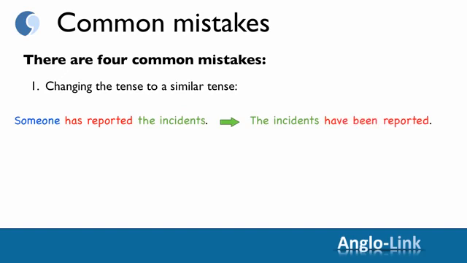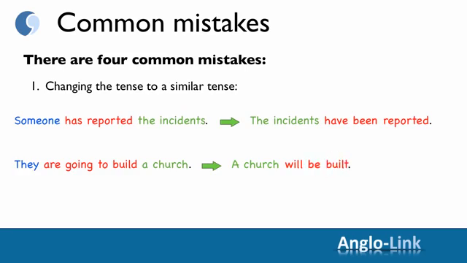Or among future tenses, for example, the active sentence is, they are going to build a church. And you may hear, a church will be built. Once again, the tense has been changed from going to will. Try and avoid that. A church is going to be built.